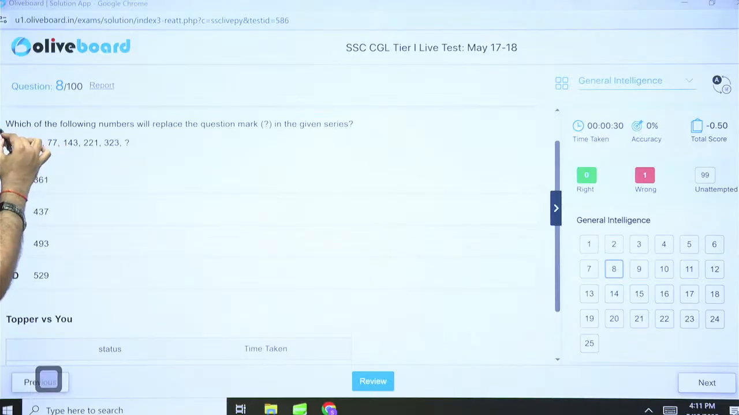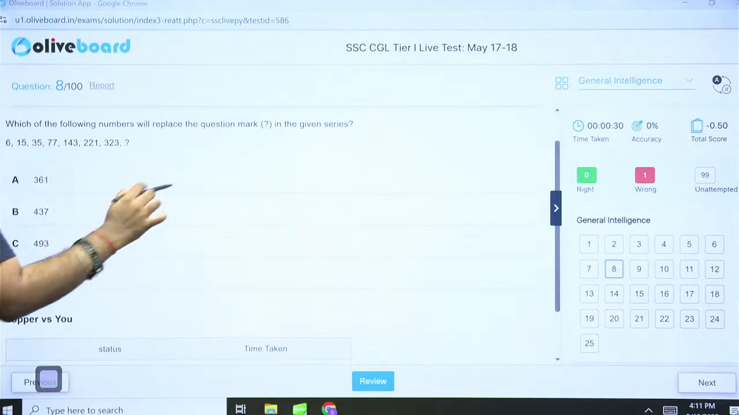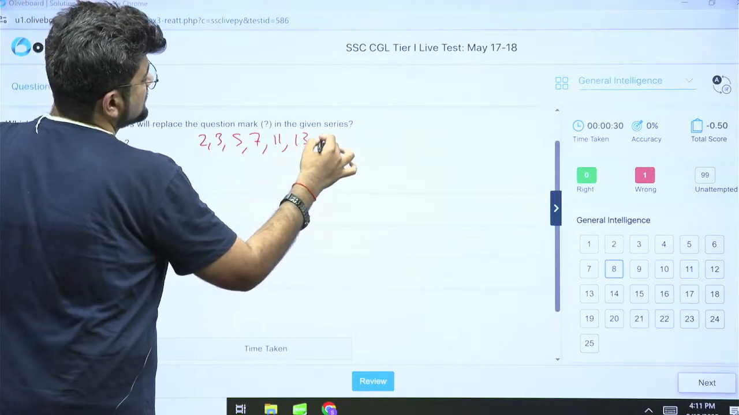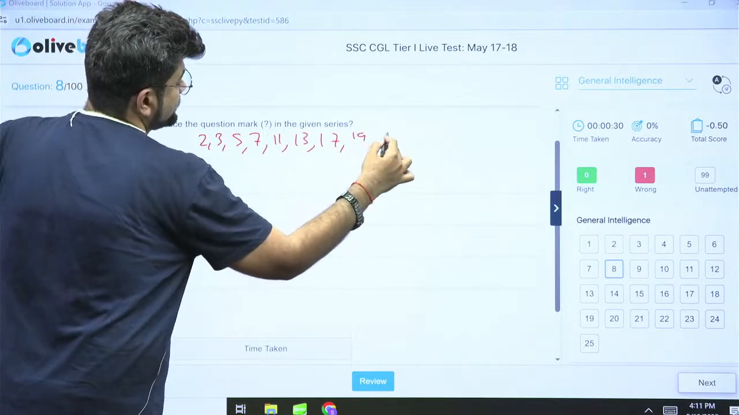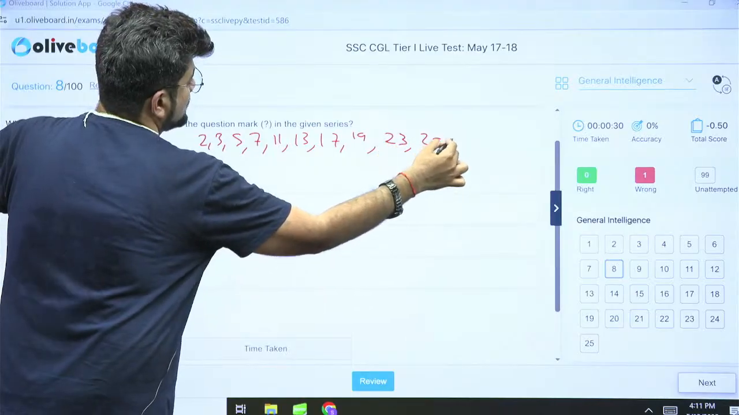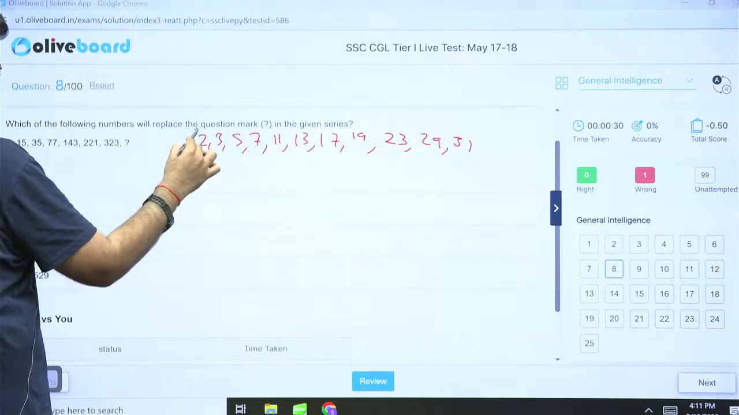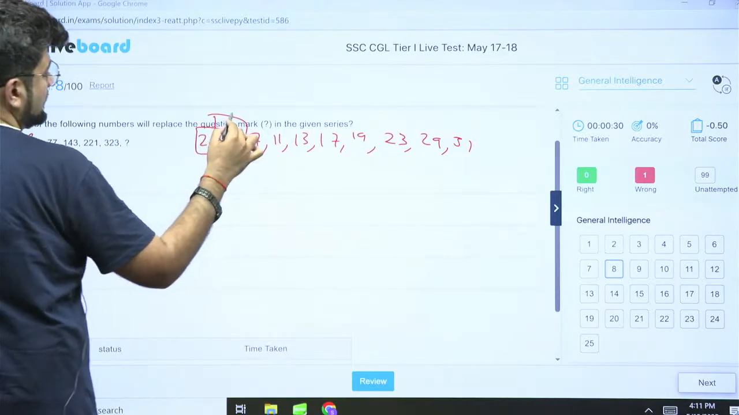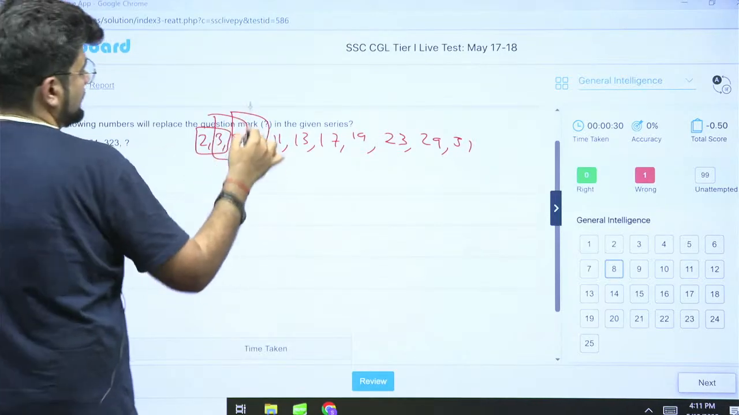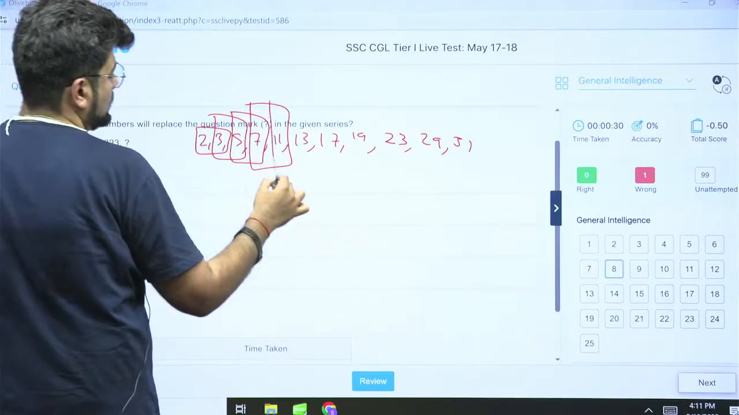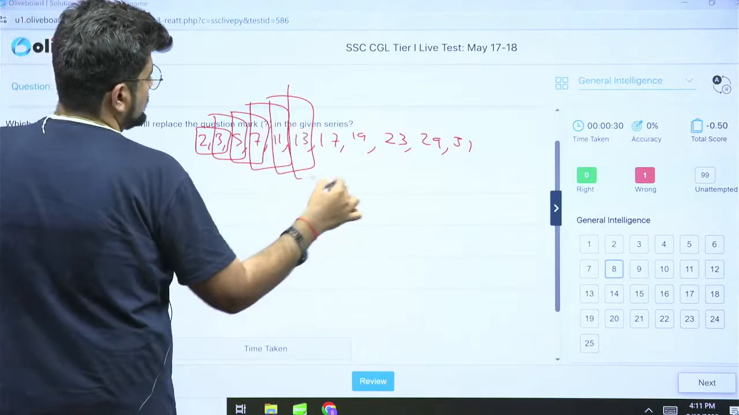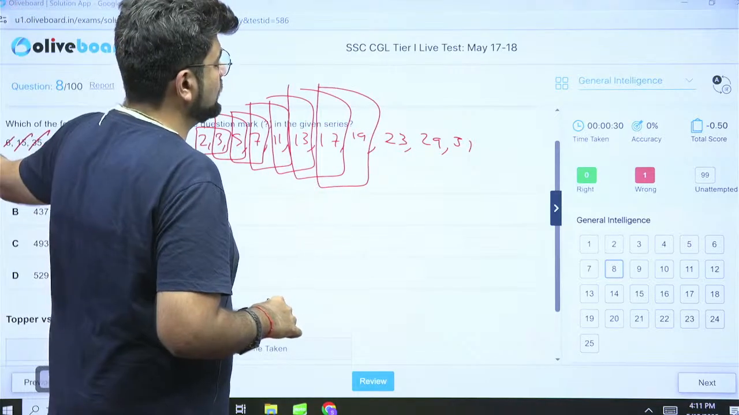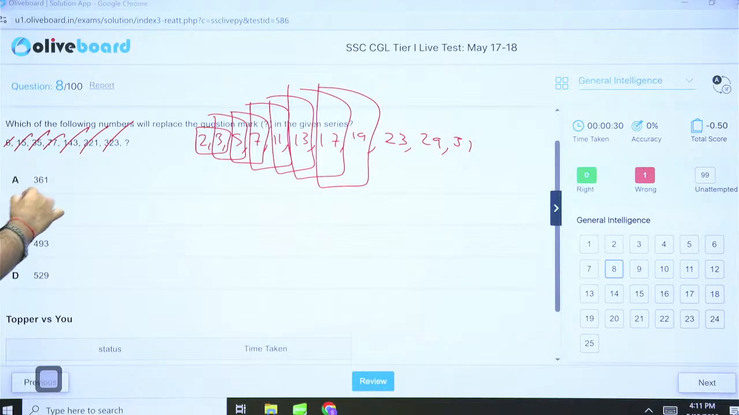Great. So this is 2 into 3. If I just write it like this, 2, 3, 5, 7, 11, 13, 17, 19. So 2 into 3 will give me 6. 3 into 5 will give me 15. 5 into 7 is 35. 7 into 11 is 77. 11 into 13 is 143. 13 into 17 is 221. 17 into 19 is 323. 19 into 23, 437.